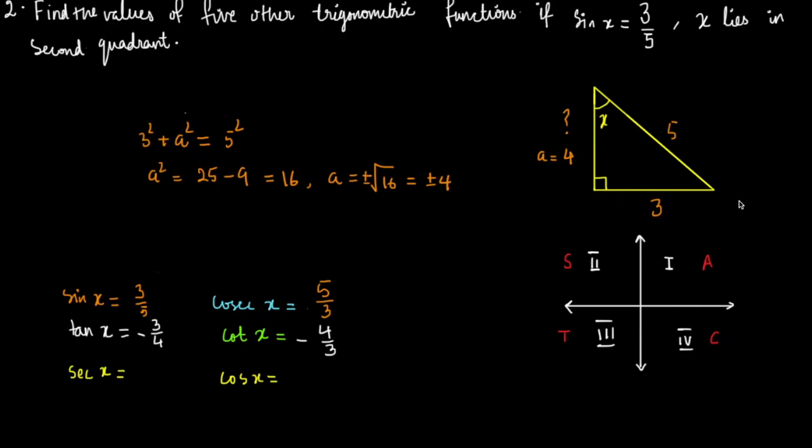And then sec x, right, or cos x. So cos x is 4 by 5. That's the magnitude. And since the angle is in the second quadrant, the value of the function cos would be negative, so this is minus 4 by 5, and then sec x would be just the reciprocal of this, which is minus 5 by 4. Okay, that's the answer.